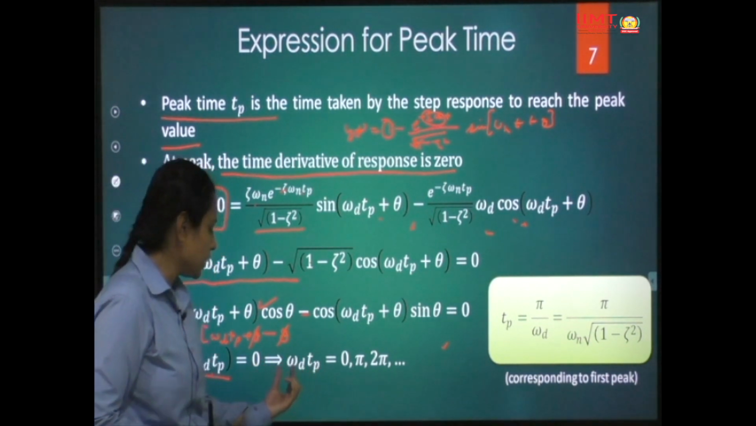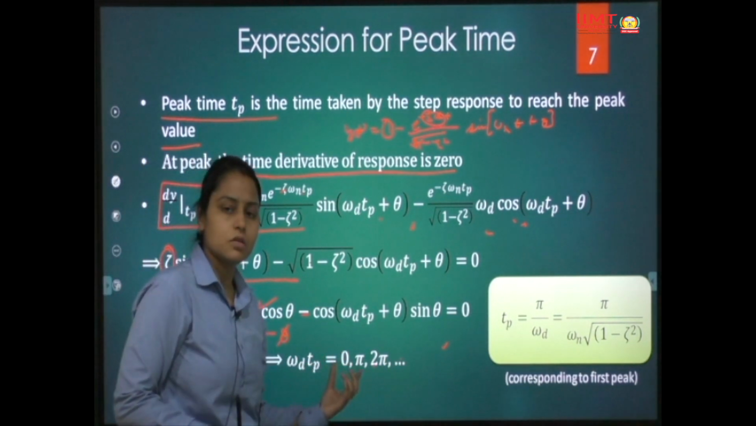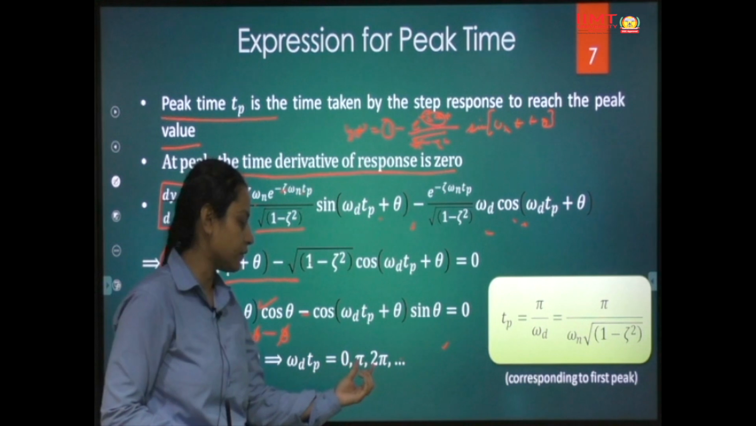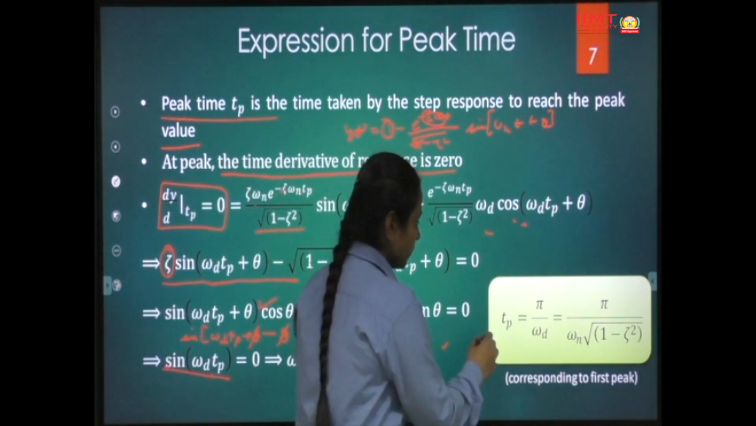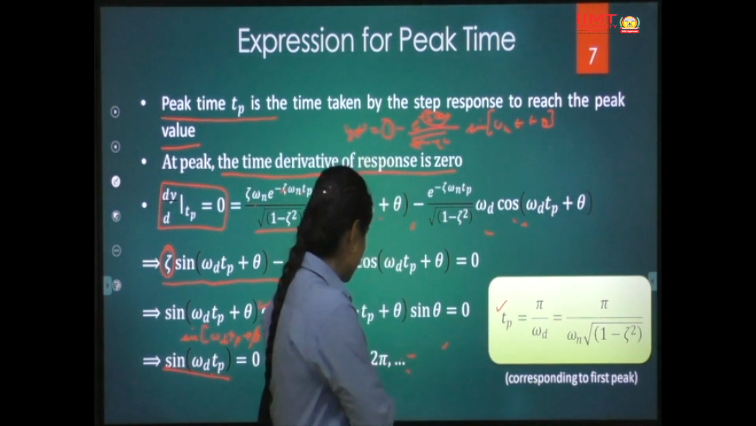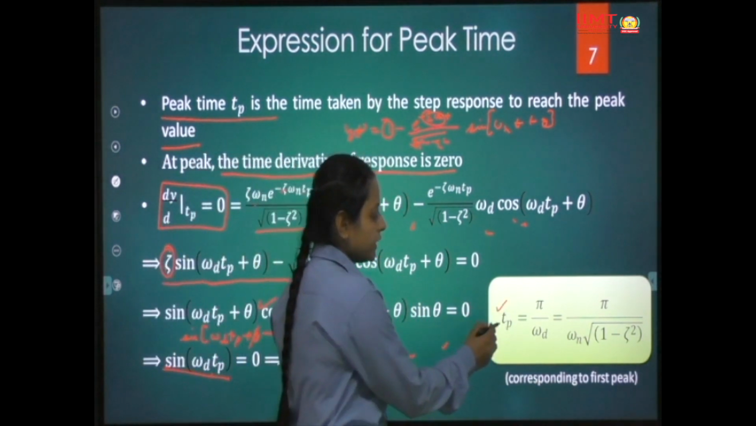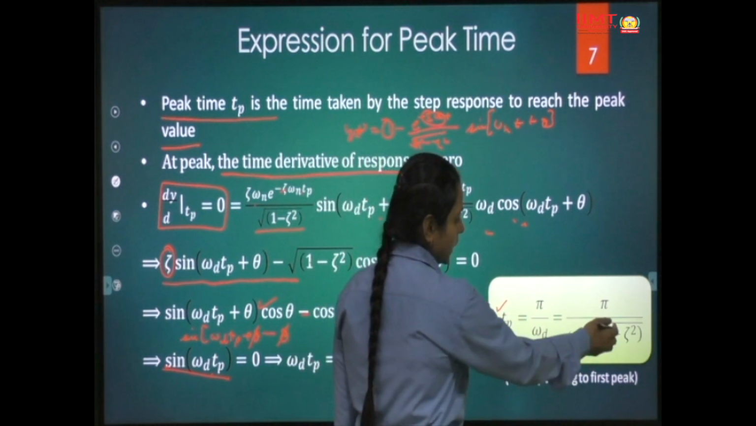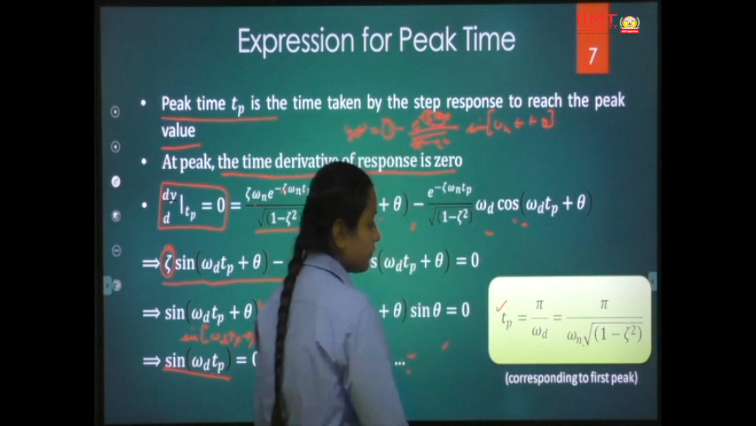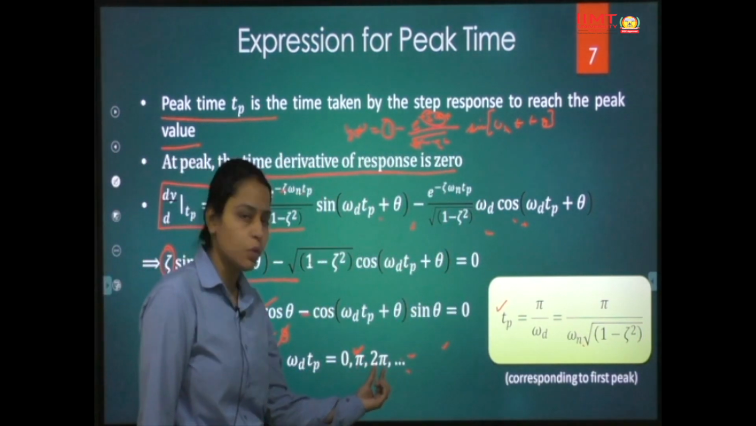So from here omega_d Tp would be equal to 0, pi, 2 pi. The value of sin would be 0 at values of 0, pi and 2 pi. So for first peak, this would be equal to pi. Okay, so Tp would be equal to pi upon omega_d, which is equal to pi upon omega_n under root 1 minus zeta square, and for first undershoot this would be equal to 2 pi.